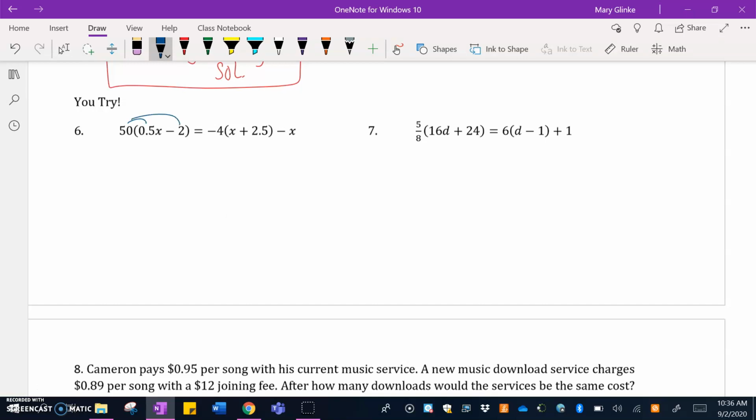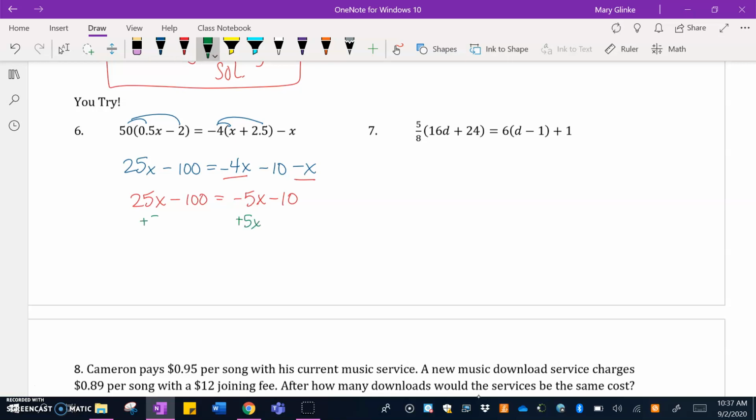So for 6, we're going to go ahead and distribute here. We're going to do 50 times 0.5, which is 25. 50 times 2. We're going to distribute the -4 to both the x and the 2.5. We're going to find the like terms and put them together. So 25x minus 100 equals -5x minus 10.